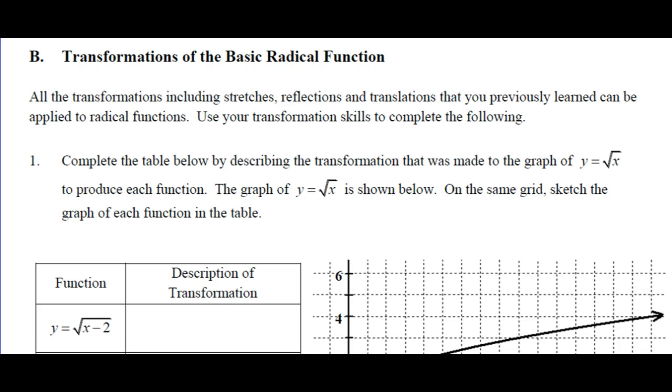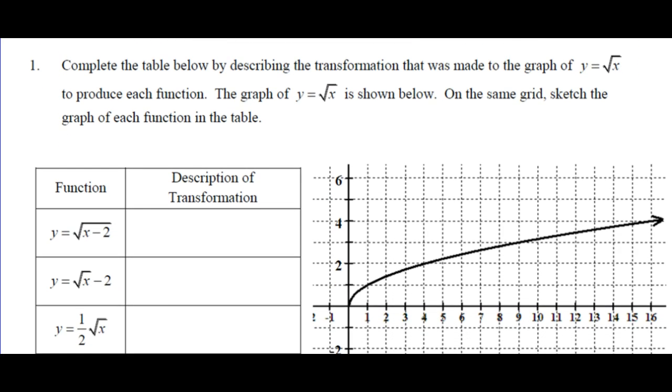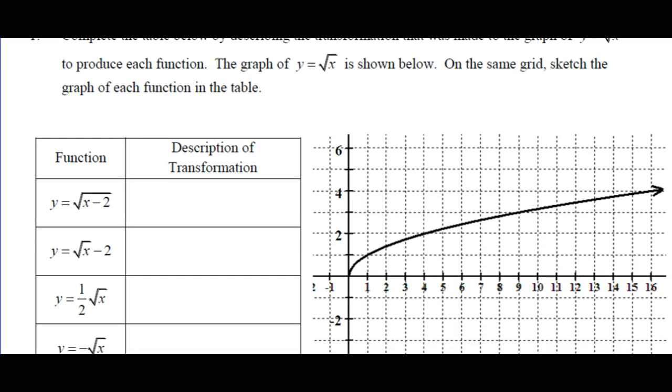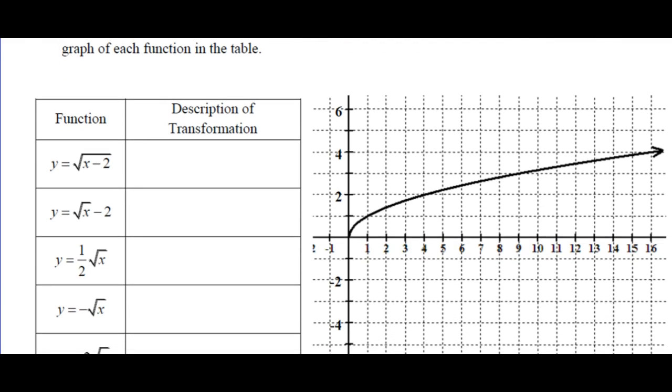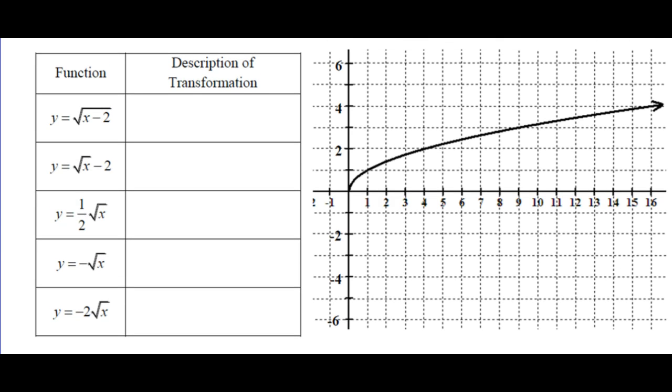Okay, use your transformation skills to complete the following. Complete the table below by describing the transformation that was made to the graph of y equals root x to produce each function. The graph of y equals root x is shown below on the same grid. Sketch the graph of each function in the table. All right, so I can fit these in here, and I'll do a different color for each one. So x has been replaced by x minus 2. What does that give us?